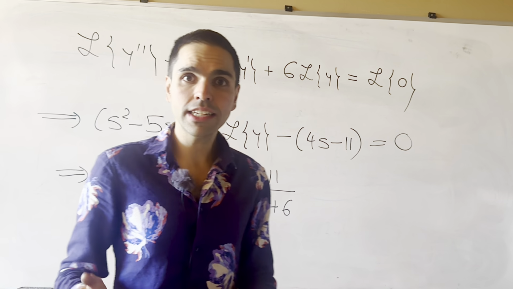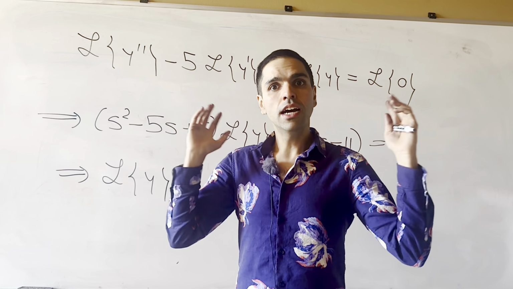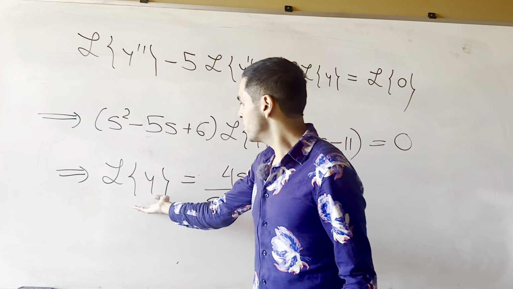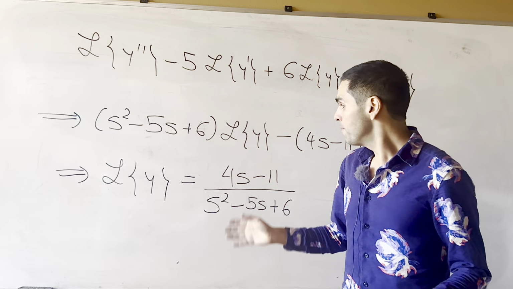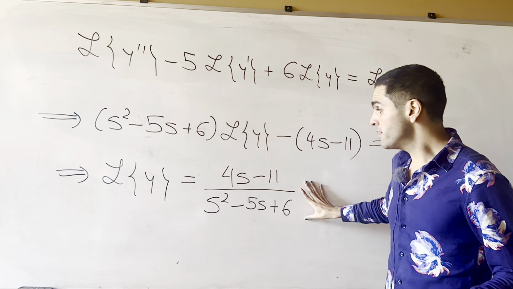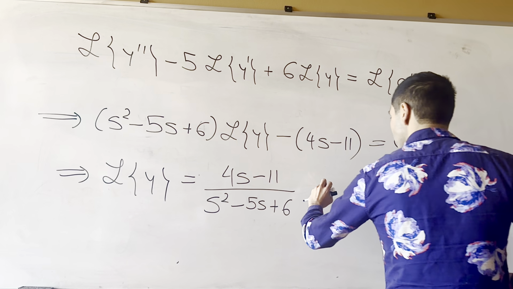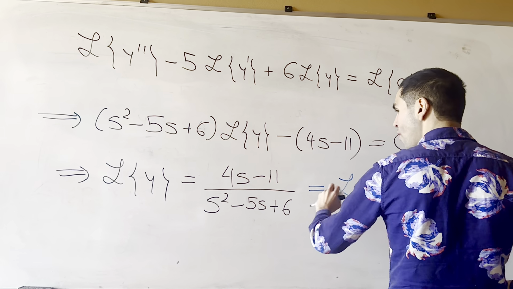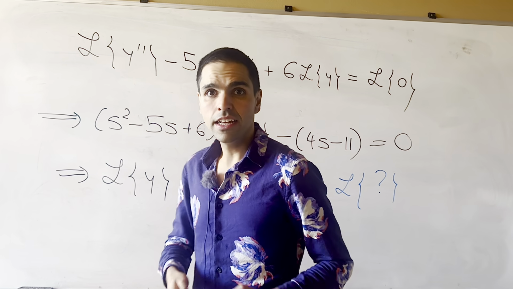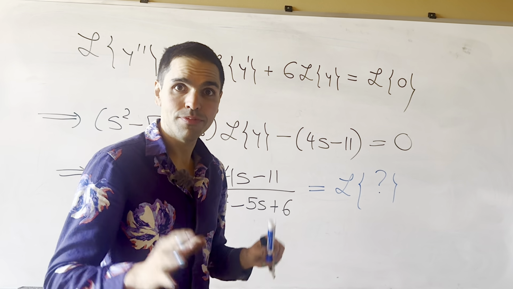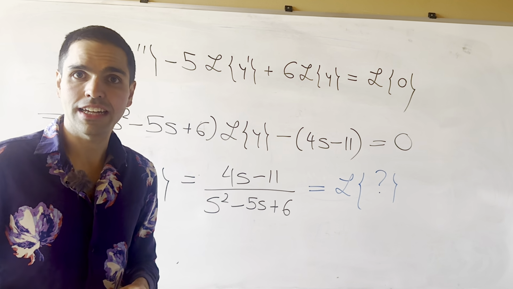The reason I'm mentioning this is because for PDEs, it will be the same thing. Start with your PDE, apply the Fourier transform, and solve for f hat. So same steps, but harder. Now, the next step was to recognize the right-hand side as a Laplace transform. So we want to figure out: this 4s minus 11 over s squared minus 5s plus 6 is the Laplace of what? That was the main thing, because then we can say y is whatever that is.